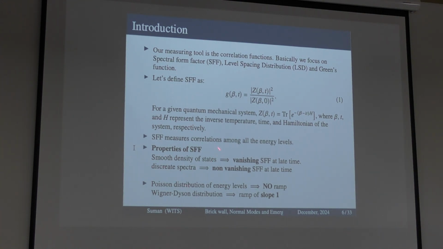There are some generic properties of the spectral form factor. If you have a smooth density of states, this leads to a decaying spectral form factor at late time, and if you have a discrete spectrum, then you will get a non-decaying spectral form factor at late time, which is called the plateau. And if you have a Poisson distribution of energy levels, this generally gives rise to no ramp, but if you have a Wigner-Dyson distribution, this will give rise to a ramp of slope 1 in the log-log plot.